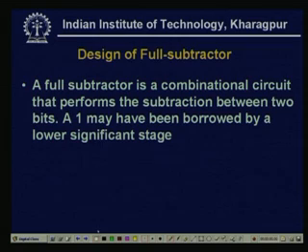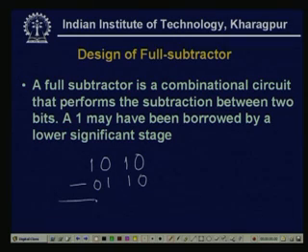So, a 1 may have been borrowed by a lower significant stage. Just like the full adder circuit, say we take 1 0 1 0 and we want to subtract 0 1 1 0. Then 0 minus 0 is 0, 1 minus 1 is 0, but 0 minus 1, here actually, as if we have borrowed a 1 here, this 0 becomes 1 0. So, 1 0 minus 1 we know from the addition operation is 1. So, borrowed 1, then this is 1. So, 0 1 0 0.